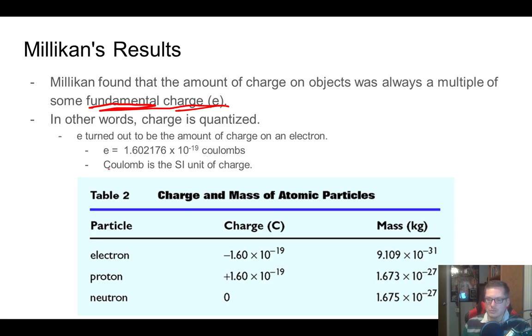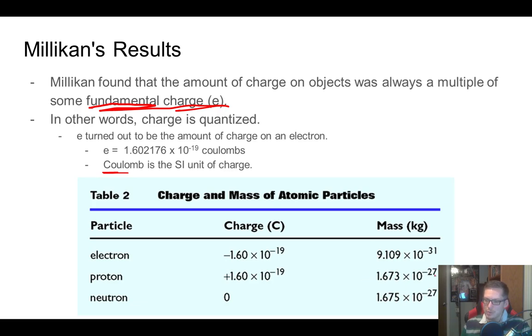Okay, and so coulombs is the SI unit of charge, with a capital C. So here's your charge and mass of atomic particles. The electron is negative 1.6 times 10 to the negative 19th coulombs, and a proton is positive 1.60 times 10 to the negative 19th coulombs. And here are the masses and so on, just for your funsies to look at.